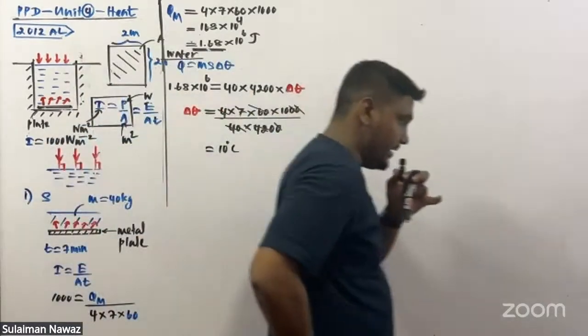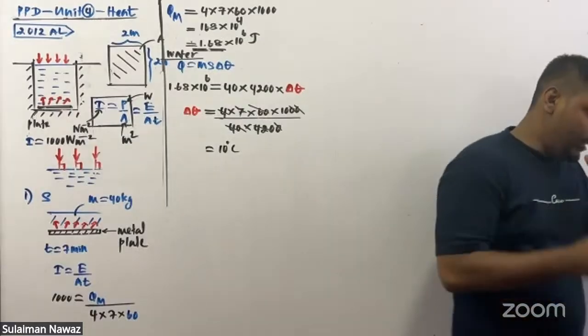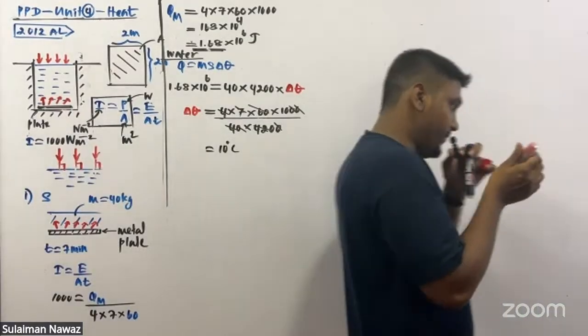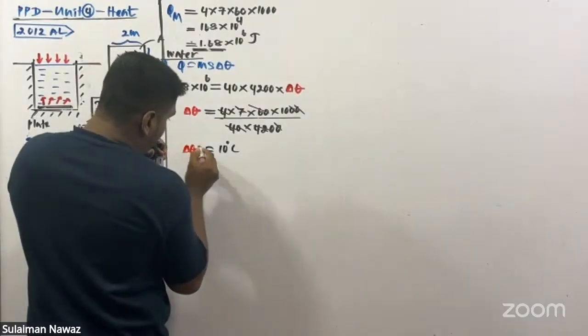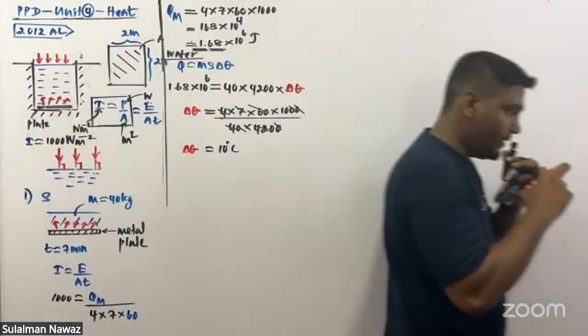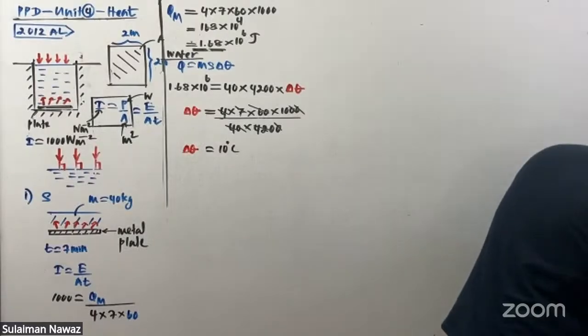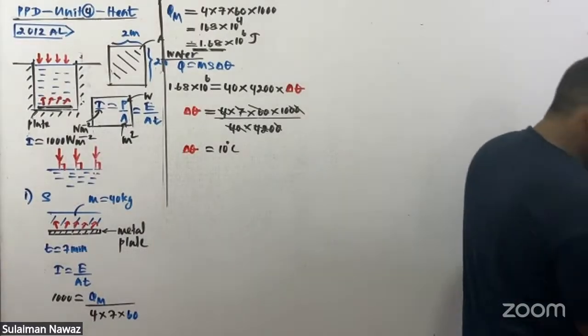Idea is clear? Hands up. If you genuinely understood the first part of this question, raise your hands. Right, okay, then that part is done. Roman number 1 is done. Let's go to the next one, Roman number 2.